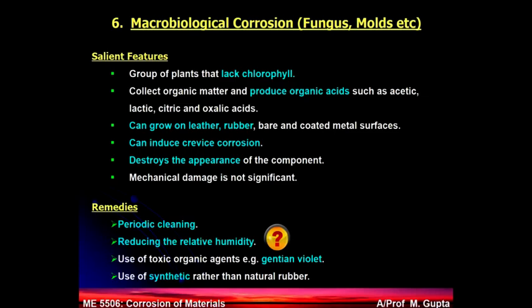All living organisms need water to survive. You deprive them of the water, they will die themselves. That's the reason. You can also poison them. Any living organism can be poisoned and killed. So in this case, gentian violet is the one which is used, and you can use a synthetic rather than natural rubber. Rubber is used in many engineering applications. So try to go for synthetic rubbers where this organism cannot take the nutrition out of the synthetic rubber.